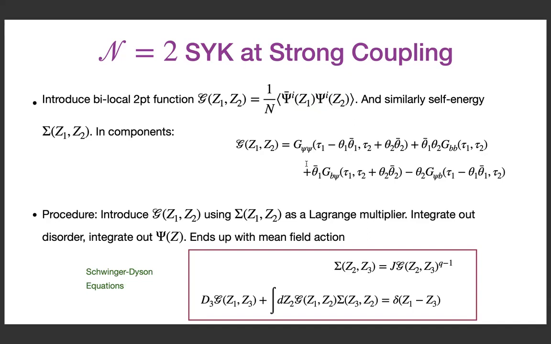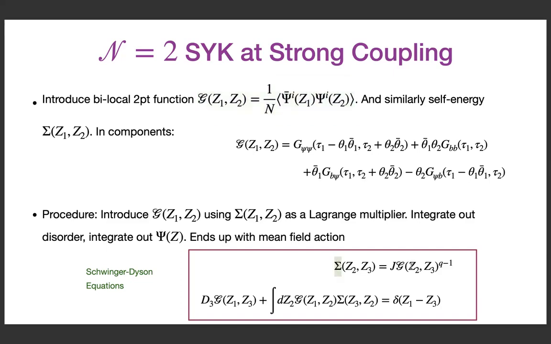So the procedure that one uses to solve the theory is that one first introduces this bilocal, and the self-energy sigma is introduced as a Lagrange multiplier that enforces this condition. Once you do that, then you can integrate out the disorder and also integrate out the fundamental fermion, because basically the action becomes quadratic. And one ends up with a mean field action, and one can read off the equations of motion for these correlators. I'm not giving too much detail, but you can ask me; this is what everyone does in this type of models. And the equations that one gets are the Schwinger-Dyson equations that one can also derive by diagrammatic techniques.